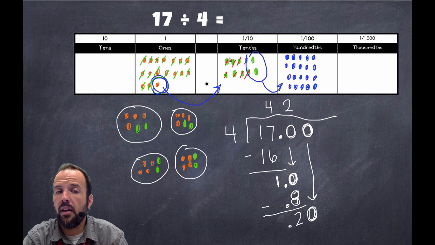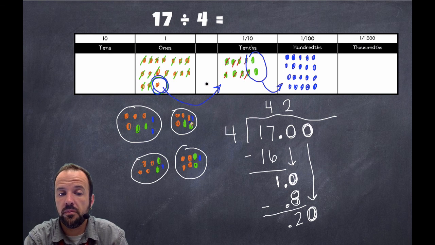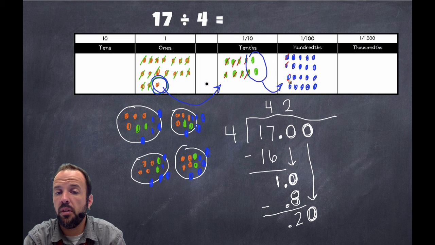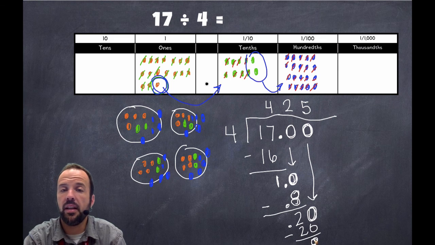Cool. So now, if I divided these 20 hundredths into my groups of 4 evenly, how many hundredths would I have in each group? Let's give it a try. I was actually able to use all of my hundredths evenly into my 4 groups. I was able to do 1, 2, 3, 4, and so on, five times. Awesome. So that ended up giving me 5 hundredths in each group. 5 times 4 gave me 20. Subtract, and there is nothing left over.